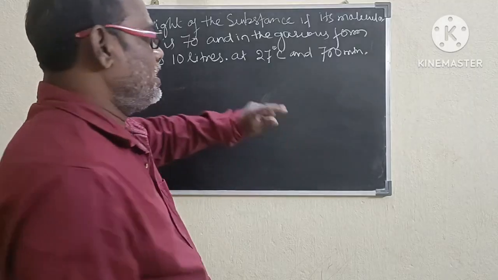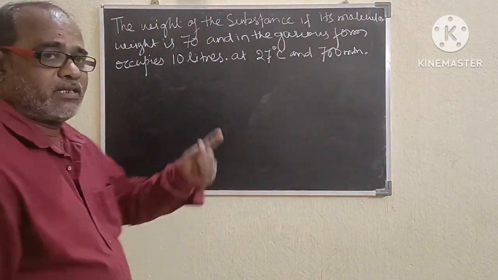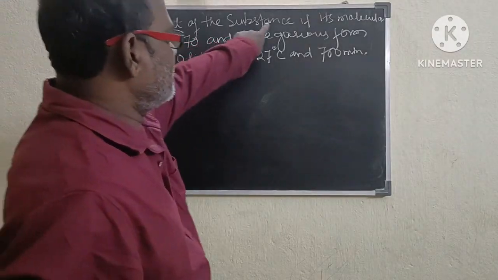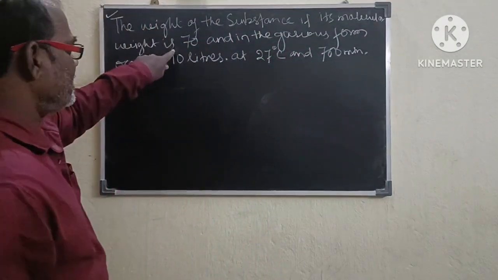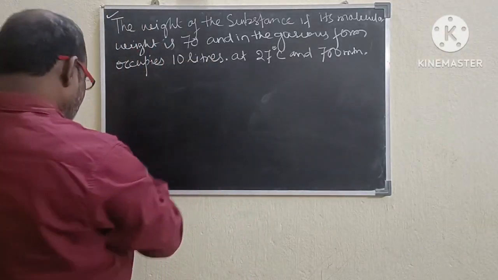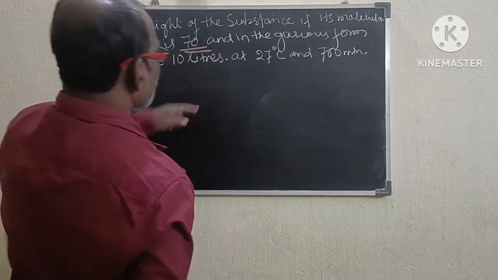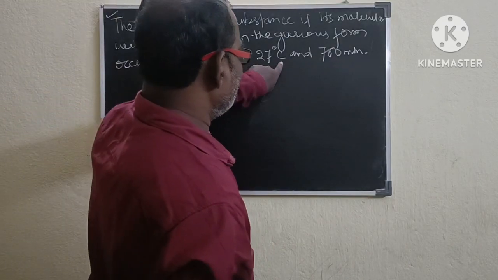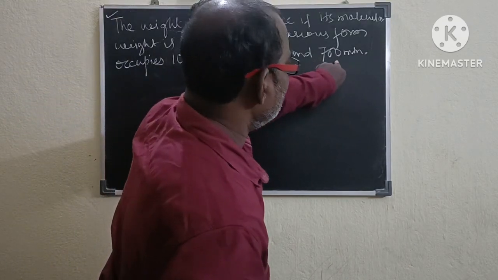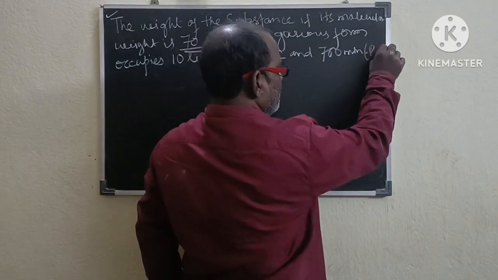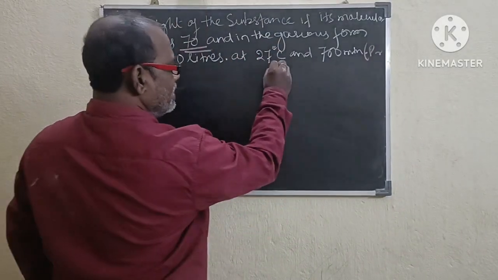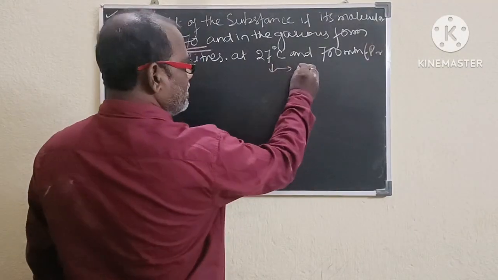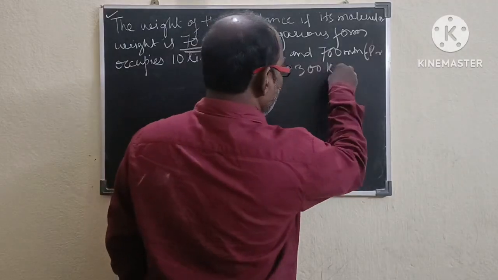One numerical question is based on this Avogadro's number as well as the mole concept. The question is given here: the weight of the substance if its molecular weight is 70 gram. Here the molecular weight is given as 70 gram. And in the gaseous form, it occupies 10 liters at 27 degrees Celsius and 700 millimeter of pressure. See here it is given as 27 degrees Celsius. We have to change it to Kelvin. That means we have to add 273. Then we get 300 Kelvin from here.